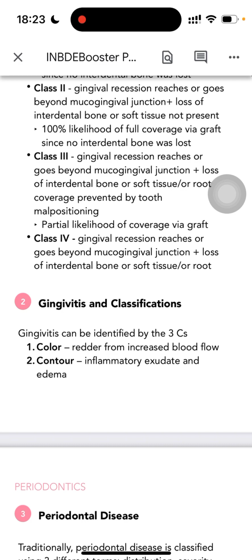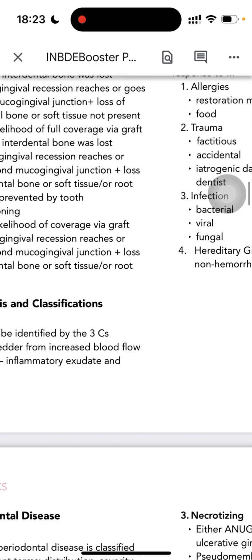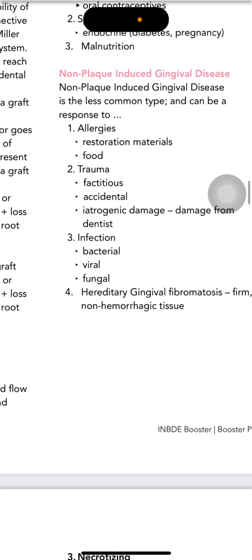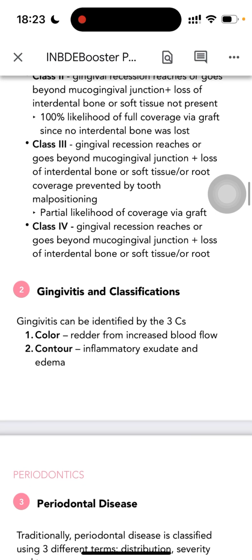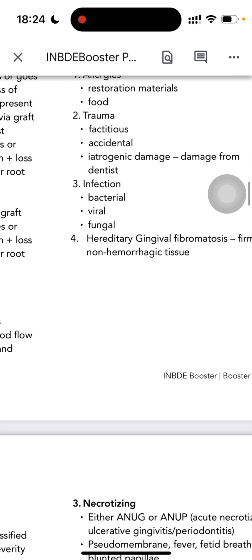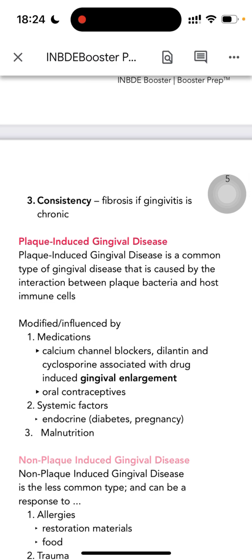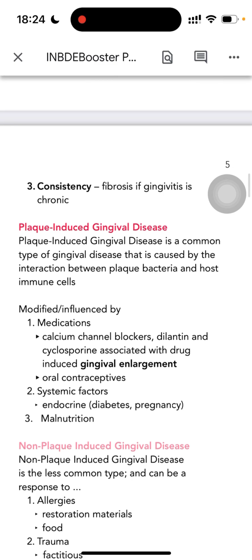Gingivitis and classifications. Gingivitis can be identified by the 3 C's: color, contour, and consistency. Color changes from increased blood flow, contour from inflammatory exudate and edema, and consistency from fibrosis. Gingivitis is a chronic plaque-induced gingival disease.